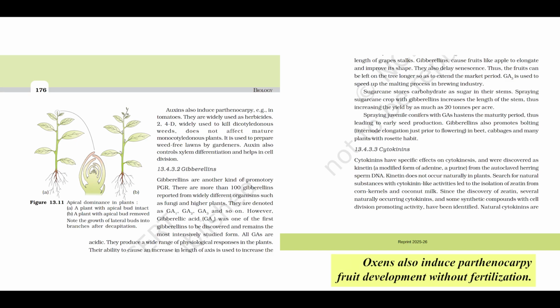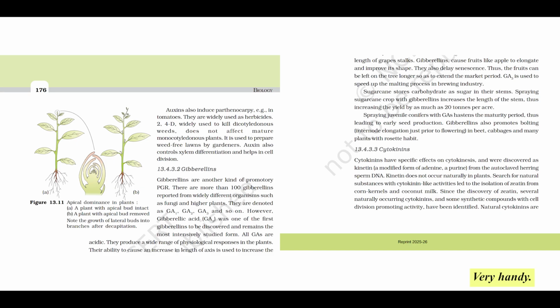Auxins also induce parthenocarpy, fruit development without fertilization. Think seedless tomatoes. Seedless fruit. Okay. And they're used as herbicides. Specifically, 2,4-D is widely used to kill dicotyledonous weeds, broadleaf weeds, without harming mature monocotyledonous plants, like grasses. Perfect for weed-free lawns. Selective weed killer. Very handy. Indeed. They also control xylem differentiation and help in cell division. Auxins are real master regulators, especially for primary growth.